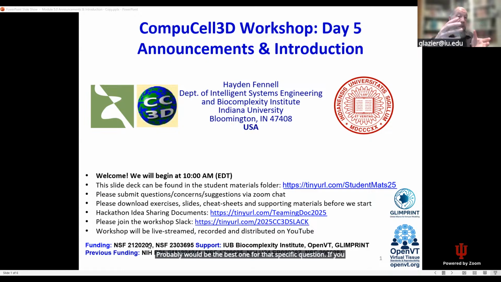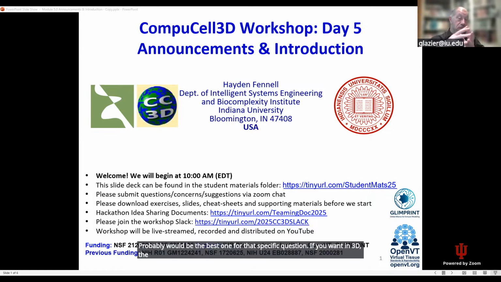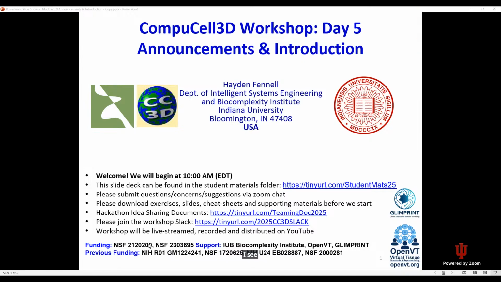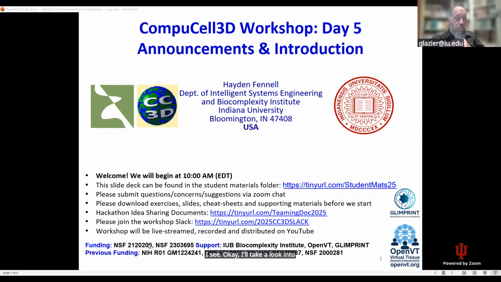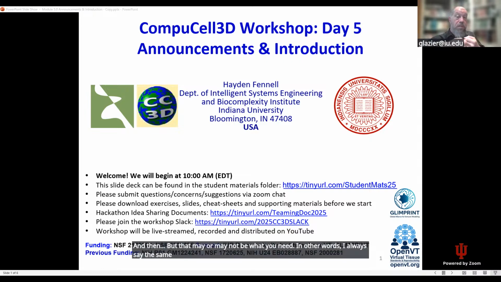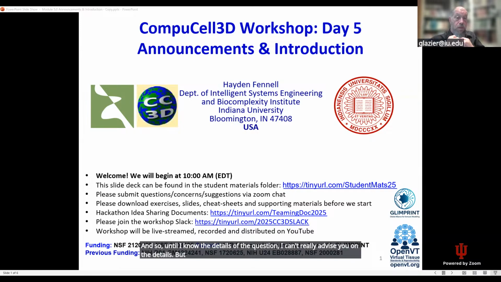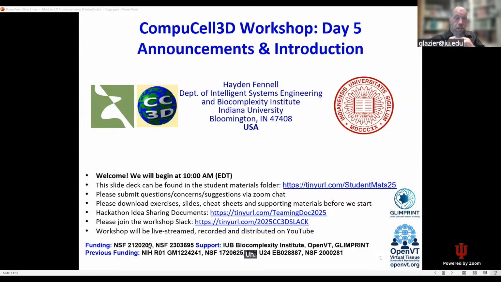If you want in 3D the shape changes of the surface of a red blood cell based on the mechanical properties of the membrane and the actin cortex, I'll then take a look into those. But that may or may not be what you need. In other words, I always say the same thing, which is do the simplest model that will answer the question you're interested in. And so until I know the details of the question, I can't really advise you on the details. But I'd be happy to meet with you one-on-one to talk about that. That's cool.